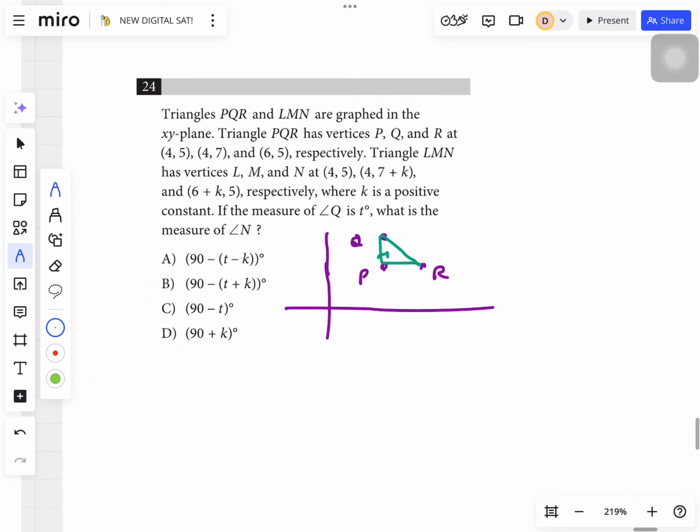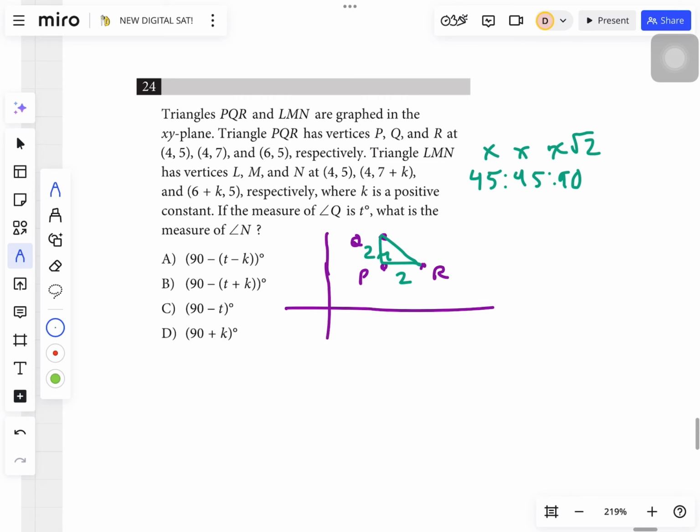What do I know about this triangle? I can see that the distance from Q to P is 2 because we go from 5 to 7 on the y-axis. From 4 to 6, it's 2 as well, and it's a right triangle. That means that this is a 45-45-90 isosceles right triangle, which means we have side lengths of x, x, and x root 2. This is always true of an isosceles right triangle.